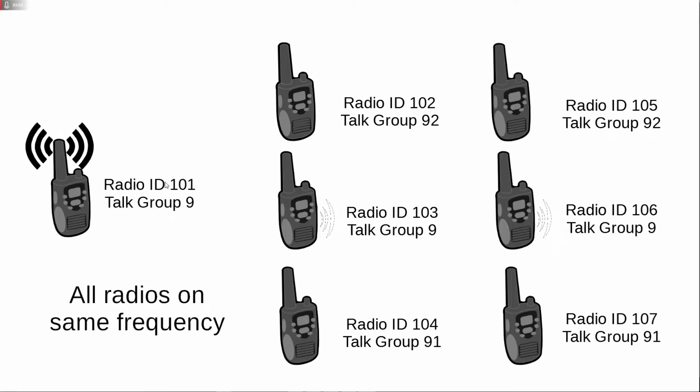Now, in the world of radio, you very often want to talk to many people at once, and this is where a talk group comes in. So here we have 6 radios potentially receiving. These 2 are set to talk group 9. These 2 radios are set to talk group 91, and these 2 radios are set to talk group 92. The transmitting radio is set on talk group 9, so only the radios with the matching talk group can hear. In this case, that's the middle 2 radios, and the others will not.